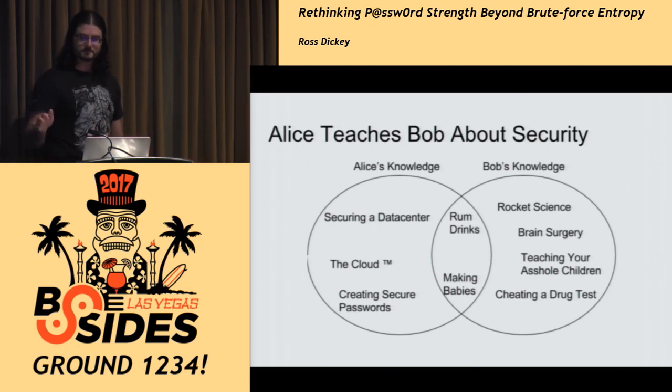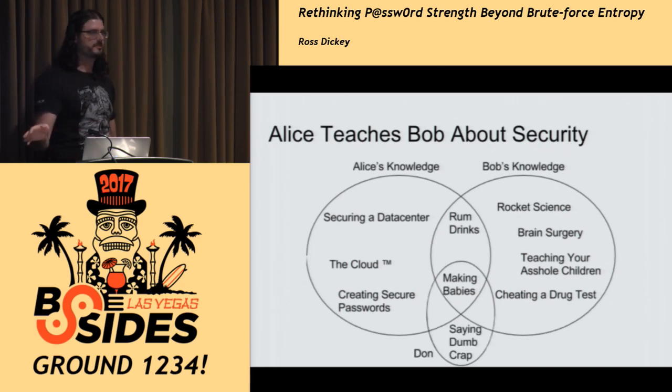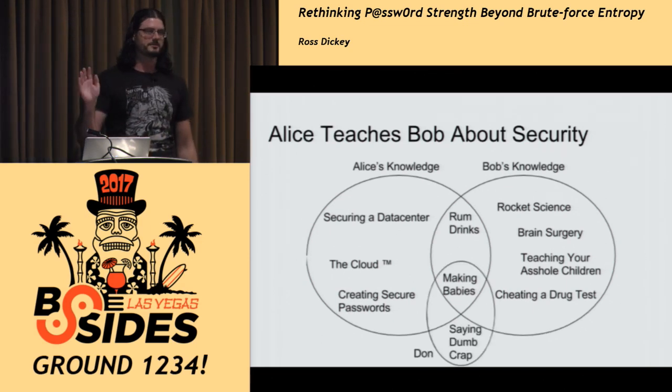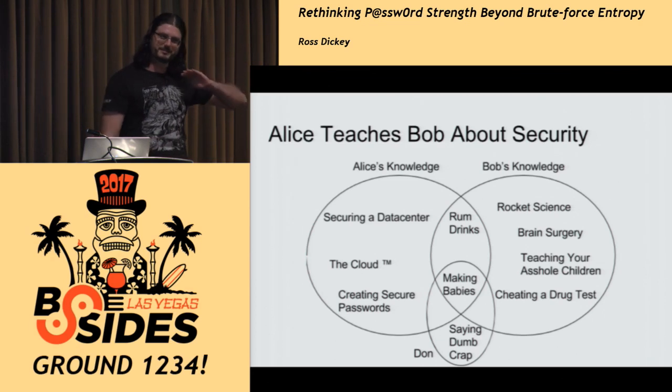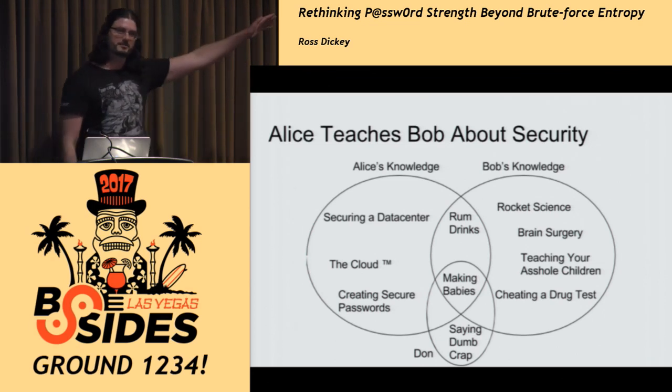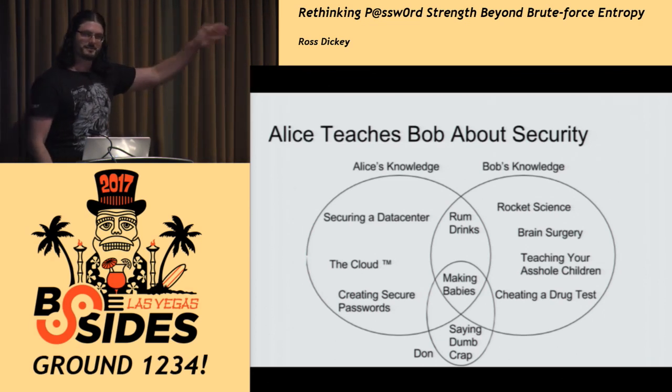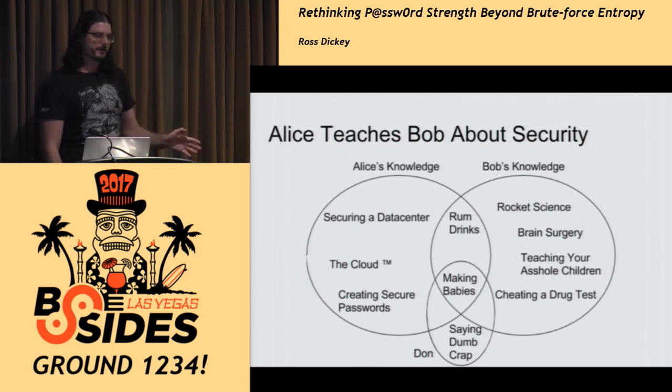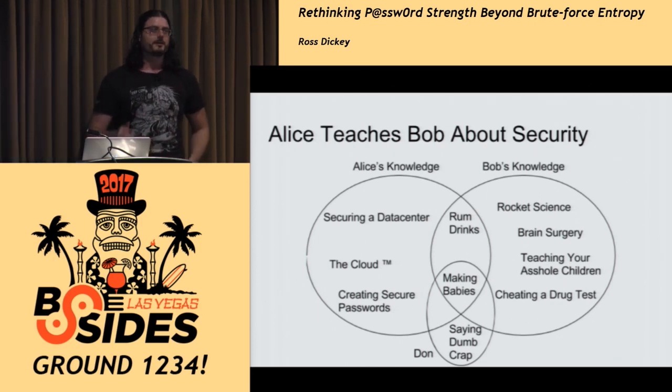So Alice tells Bob, contrast that with Don. Every organization has a Don. There's Dons from the peon to the presidential level that are just idiots. There's no getting through to them. Anyway, assume that you're working with Bobs.